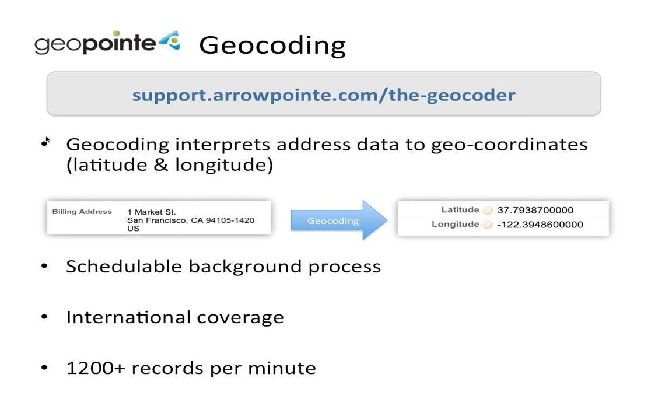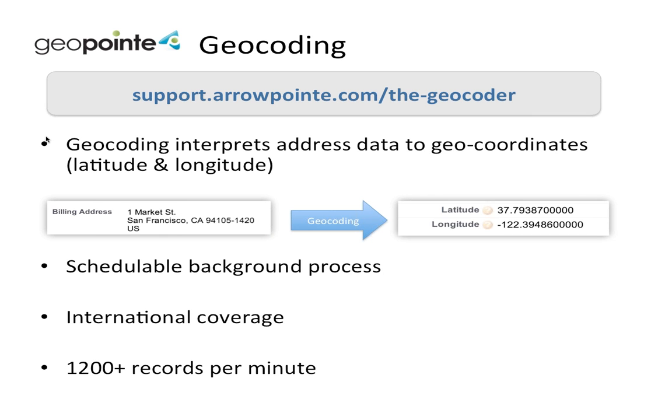All right, so I'm going to talk a little bit about geocoding. So geocoding is the process for interpreting the address data and turning it into coordinates. All right. So by configuring accounts, pointing to the billing address, that gives Geopointe enough information to run that process. It's a schedulable background process. So far we haven't scheduled it, but we have kicked it off as a one-time operation against accounts. So I'll show you how to schedule it in a second.